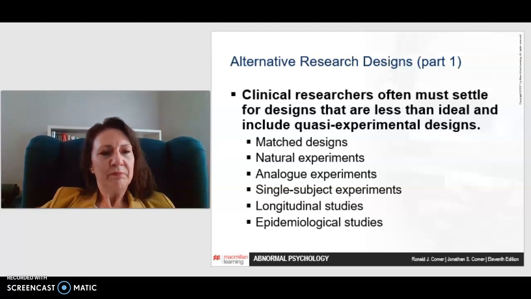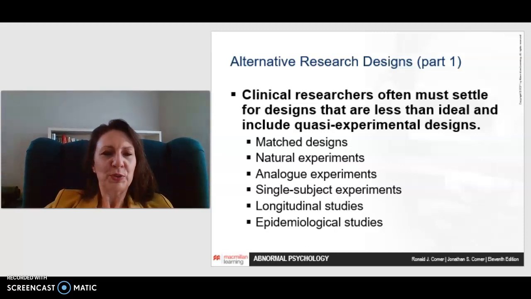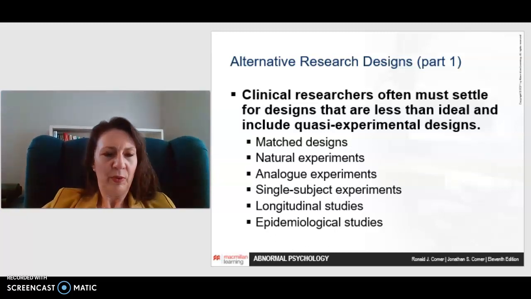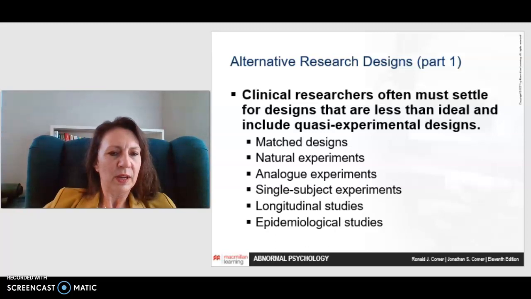Because it's difficult to do psychological research, clinical researchers often must settle for designs that are less than ideal, and they include quasi-experimental designs, not quite experimental designs, which are really the gold standard of what we would like to do every time. This list here, which will be discussed more in your textbook, are some of the quasi-experimental designs that we can do in psychology. Match designs, natural experiments, analogs, single subject experiments, longitudinal studies, and epidemiological studies.